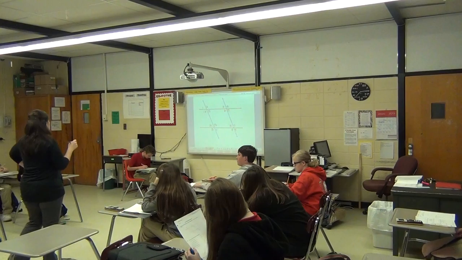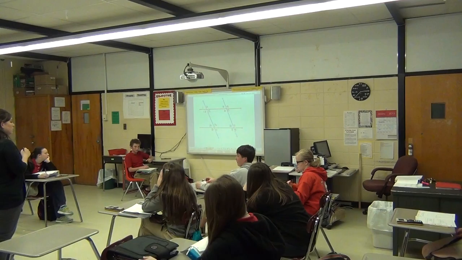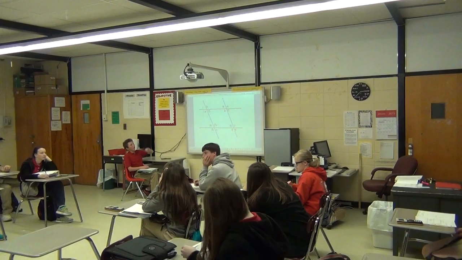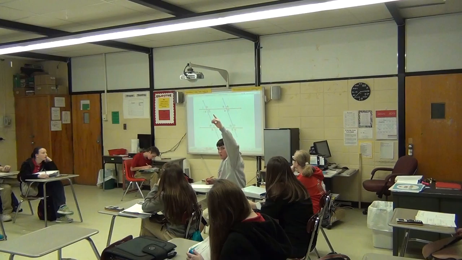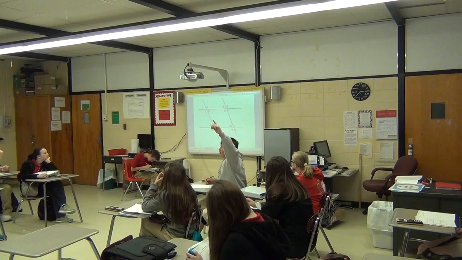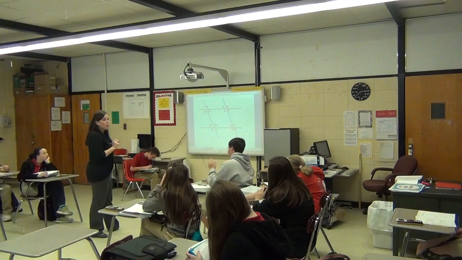Tell me pairs. Don't answer out loud. My question: name me another pair of vertical angles. Jacob. 4 and 6. Trevor. 16 and 2. 12 and 13. Jade. 14 and 11. Jasmine. 8 and 10. Nikki. 7 and 9.